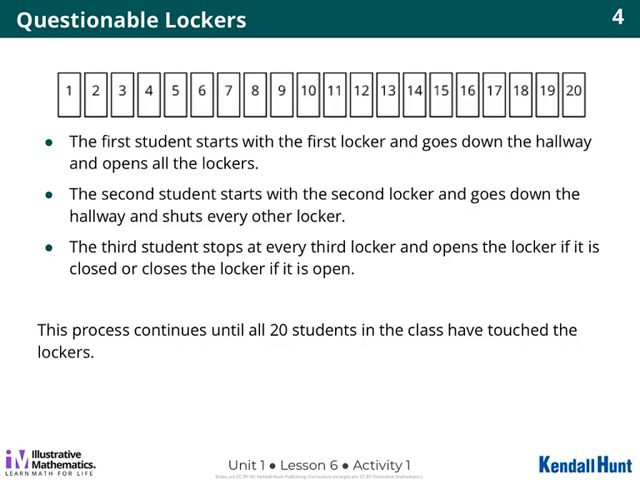Okay. The third student stops at every third locker and opens the locker if it is closed, or closes the locker if it is open. This process continues until all 20 students in the class have touched the lockers. Isn't that a fun game?